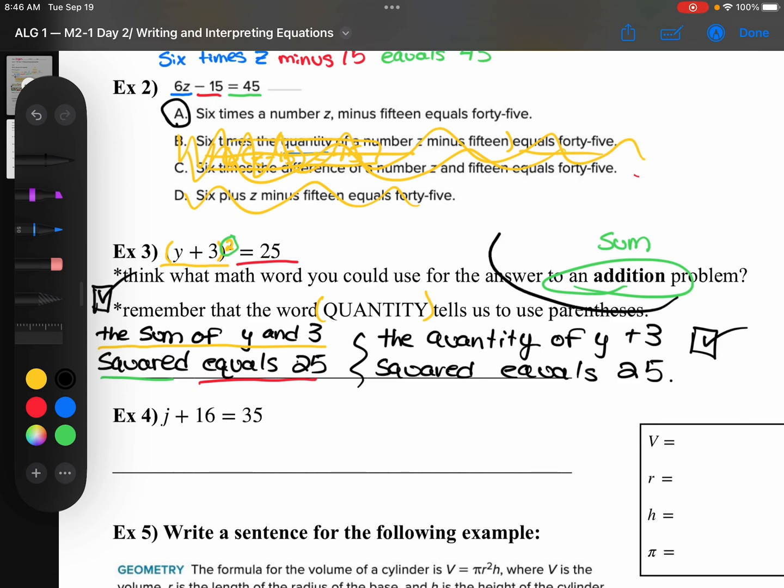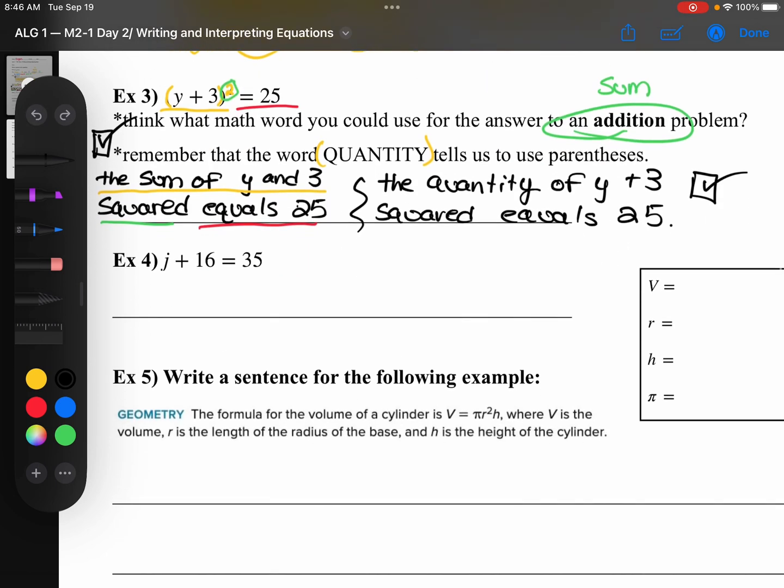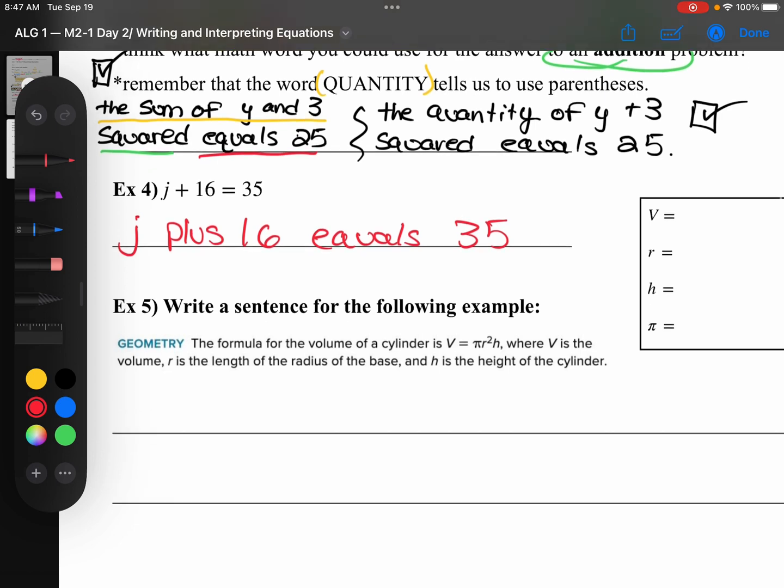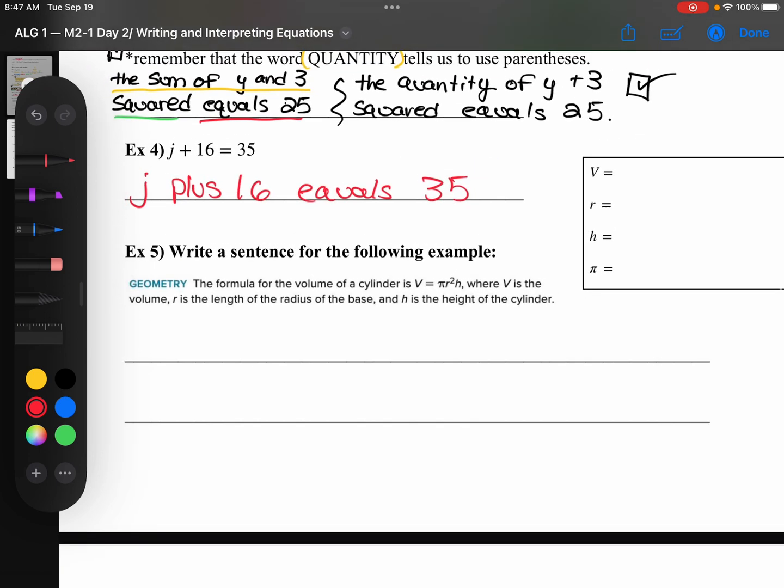Okay, so make sure you know answer to an addition problem. Make sure you know how to define parentheses. The word quantity tells you parentheses. Okay, this one here, write it how it sounds. We've got j plus 16 equals 35. Literally that simple.